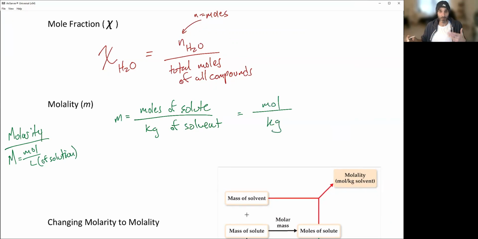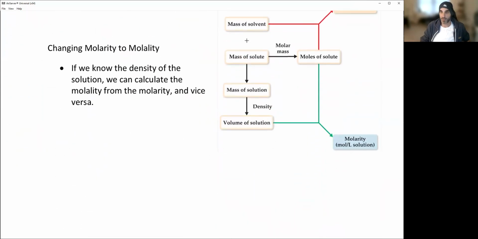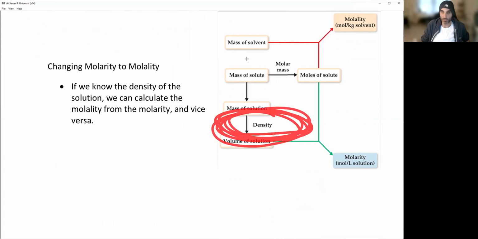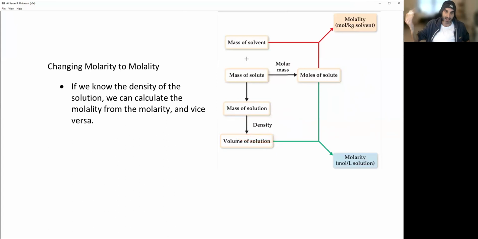Molality is actually preferred, but molarity is much quicker and easier to get to because it's easier to measure out the volume of a liquid as opposed to the mass of a liquid. So whenever you're changing between molarity and molality, you always need the density. The density is what's going to allow you to shift between the two on the denominator. You can always solve for moles, they both have moles, but density is how you transition between volume and mass.